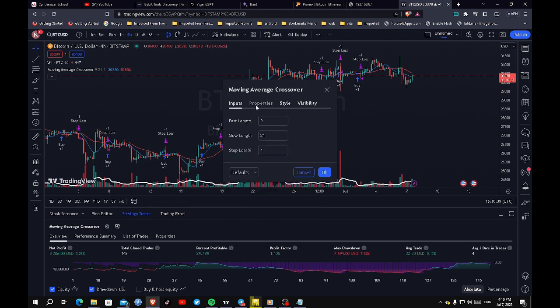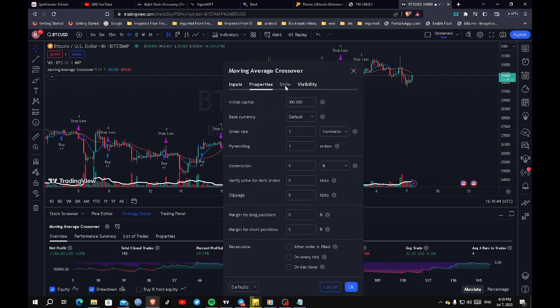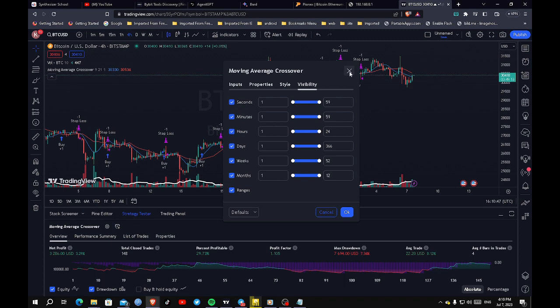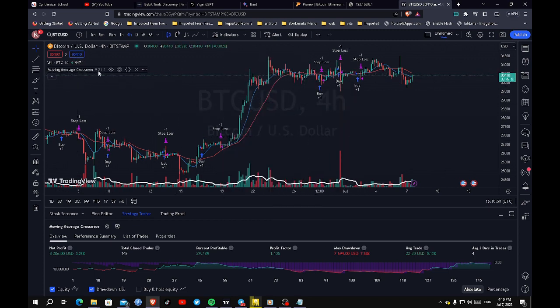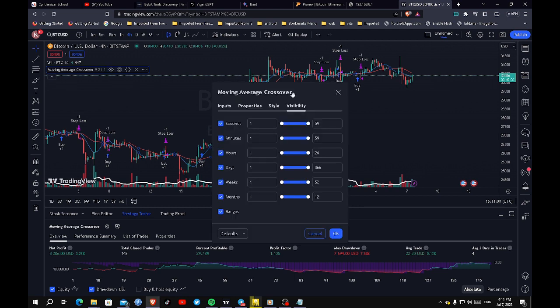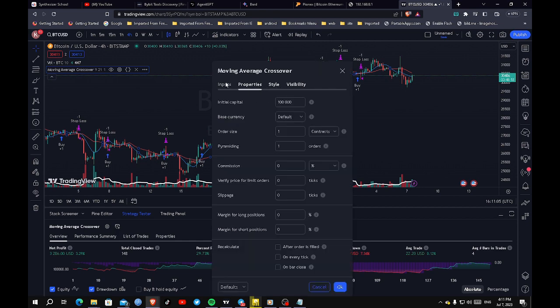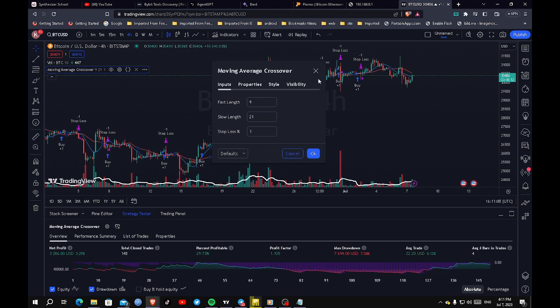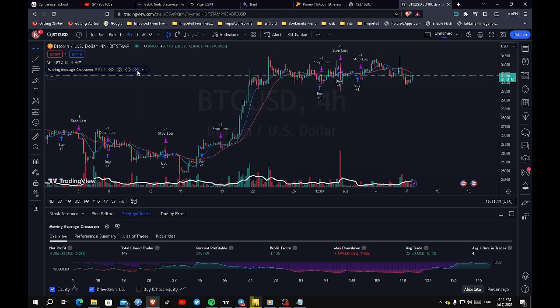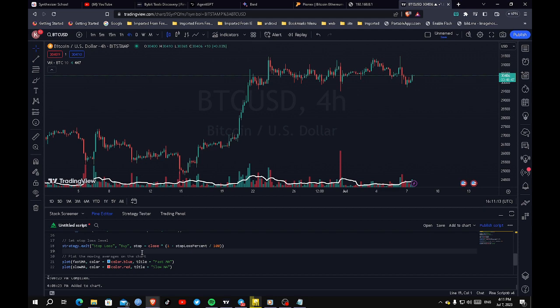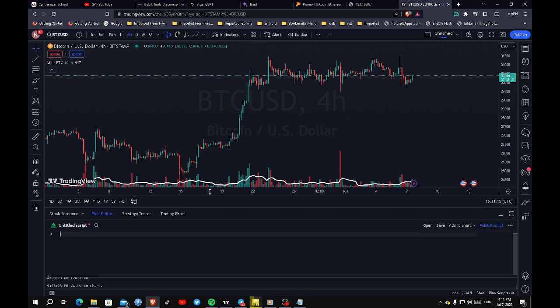The fast EMA and slow EMA are 9 and 21. Okay. Moving average crossover. Okay, so you create another trading strategy and test it out.